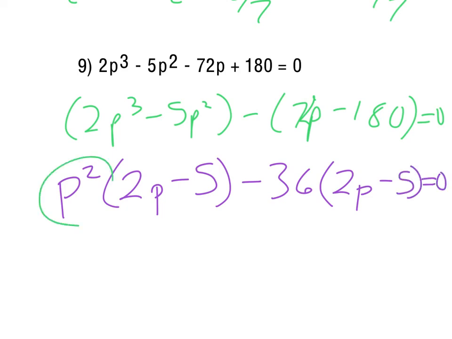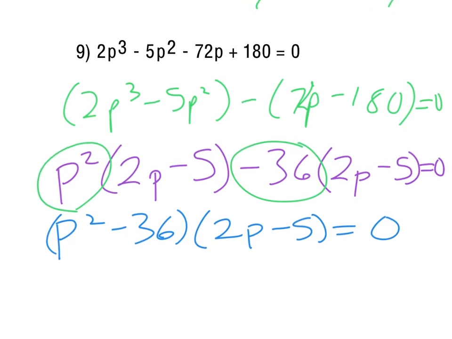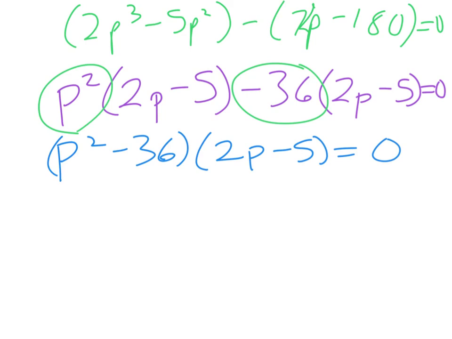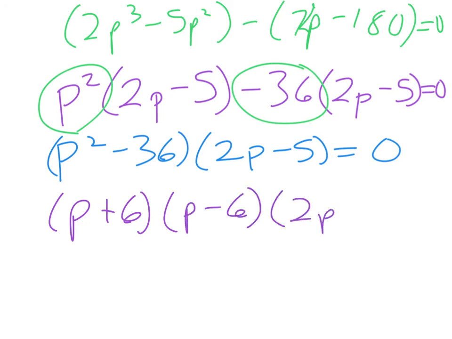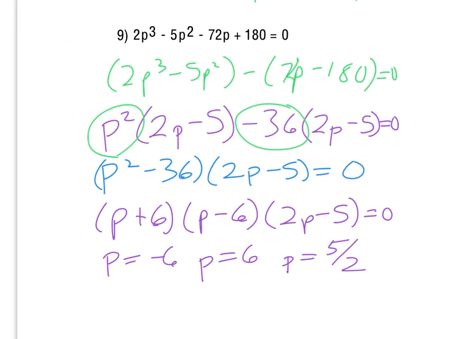And so if I look at this, I've got a p squared minus 36. So that is one of my binomials here. And then the 2p minus 5 is the other one. So here is an example where we have that difference of squares pattern. So that p squared minus 36 factors as p plus 6, p minus 6, and we still have the 2p minus 5. And so our solutions, we get negative 6, positive 6, and 5 halves. And again, you can check all those by plugging them back in, but that's what we come up with.